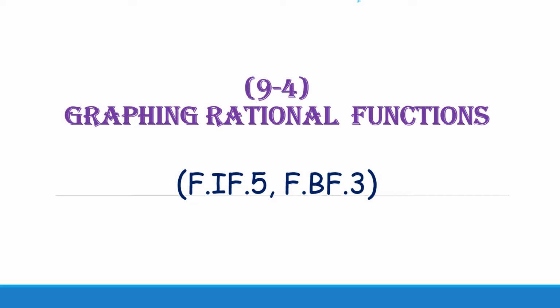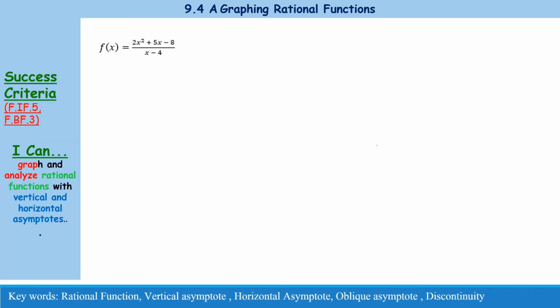So let's solve some of the questions in which we are going to analyze the key features of the rational functions. So here is a question, 2x squared plus 5x minus 8. So the first thing is that try to factor them if it is possible.